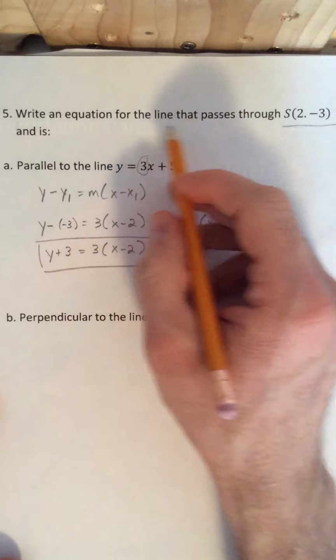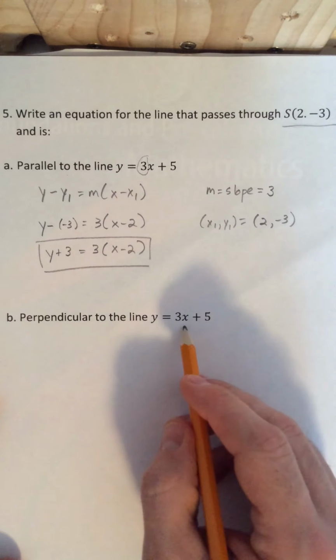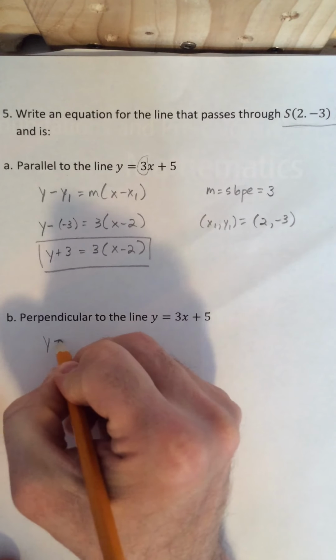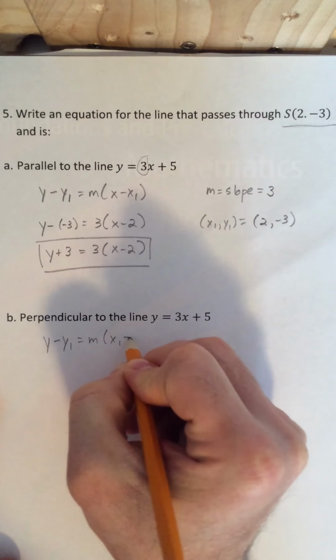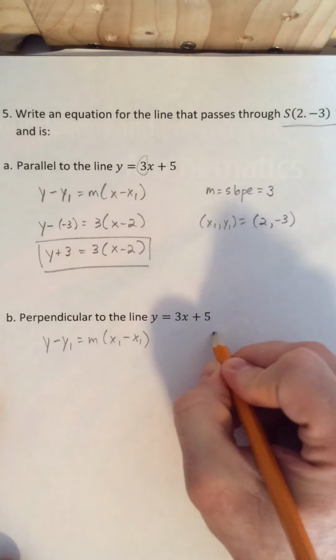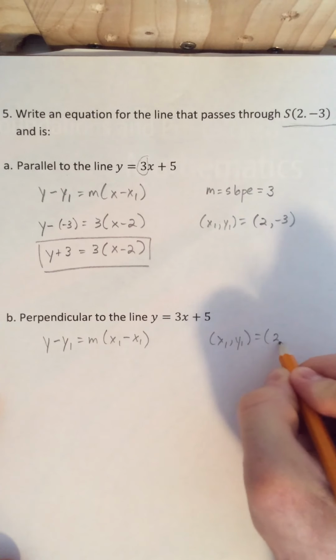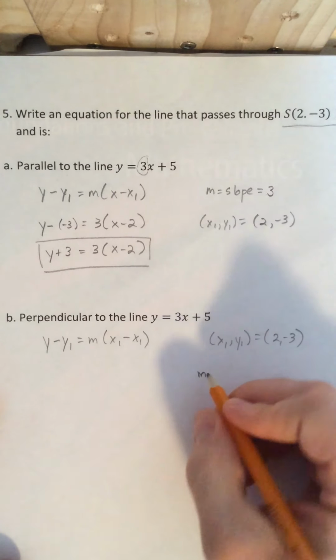Now we're looking for a line that passes through this point S and is perpendicular to this line. So the one difference is going to be with the slope. We're going to use the exact same point, this point S, so we know our x1 and our y1 again is 2 and negative 3. The difference here is with our slope.